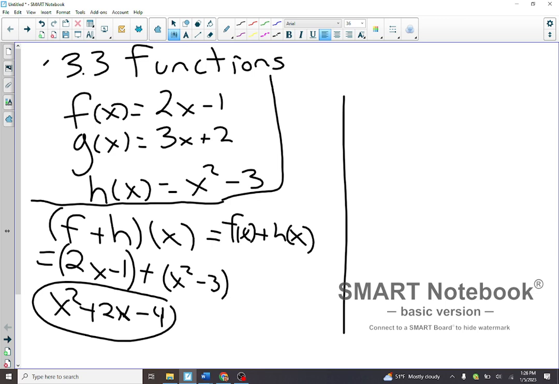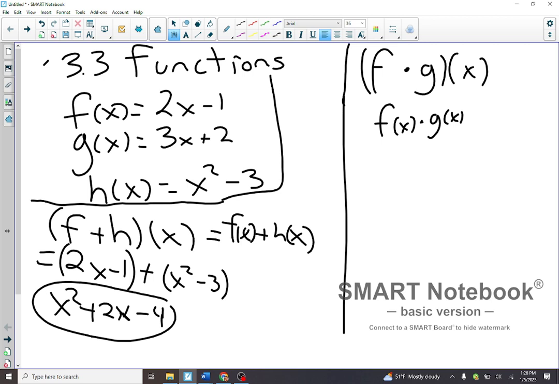Okay. If I say F times G of X, not FOG. F times G. I'll talk about FOG soon. So that means it's going to be F of X times G of X, which means I'm going to rewrite it as 2x minus 1 times, I don't have to put a symbol in between this time, 3x plus 2.